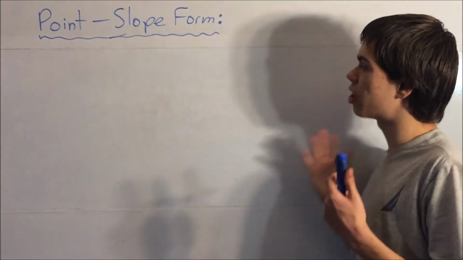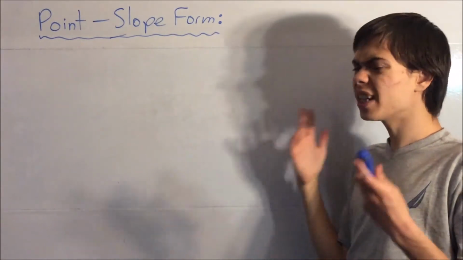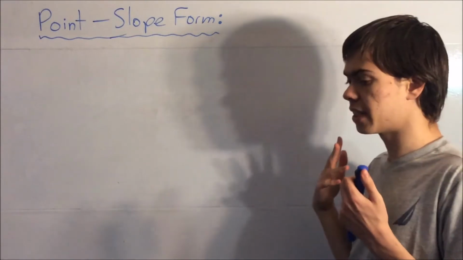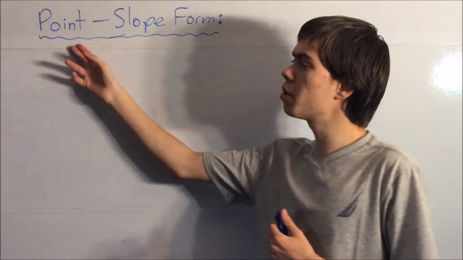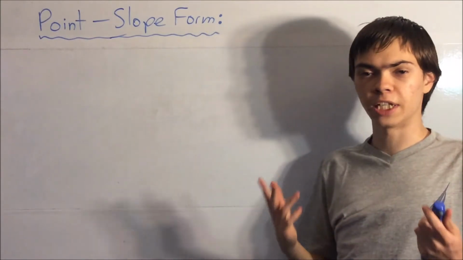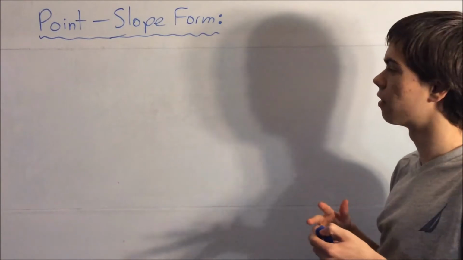Today, we're going to be talking about the point-slope form of a line. What is point-slope form? Now, point-slope form basically says that if we know a point on a line and the slope of that line, then we're able to figure out what the equation of that line is. So how can we do that?